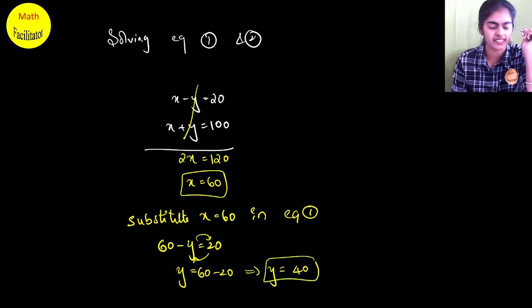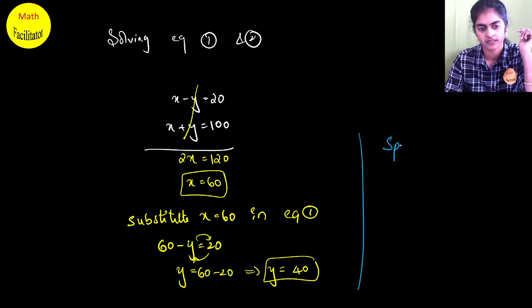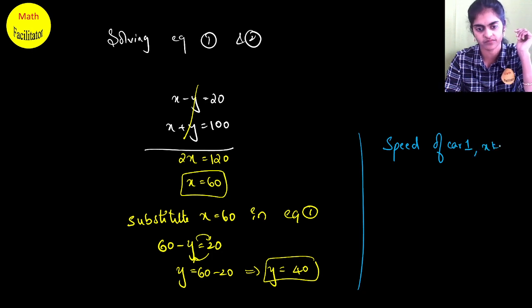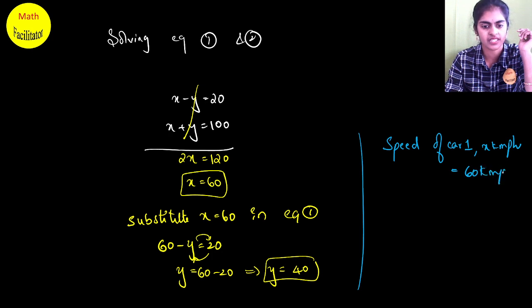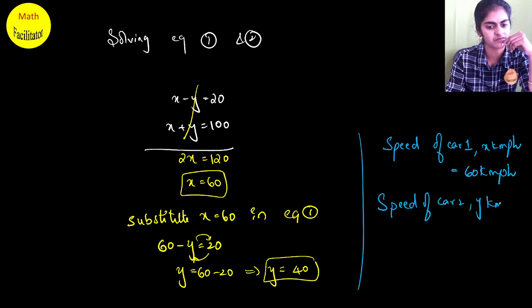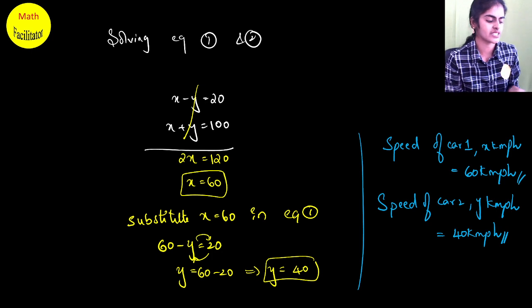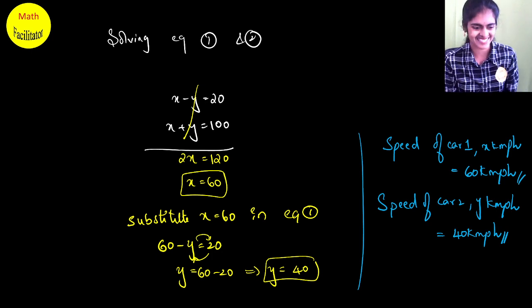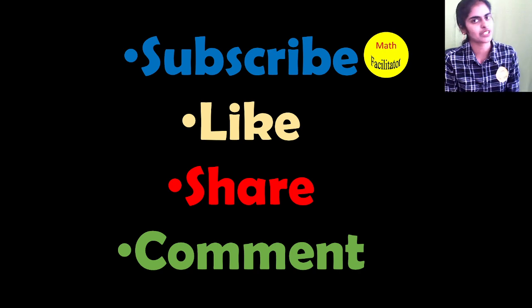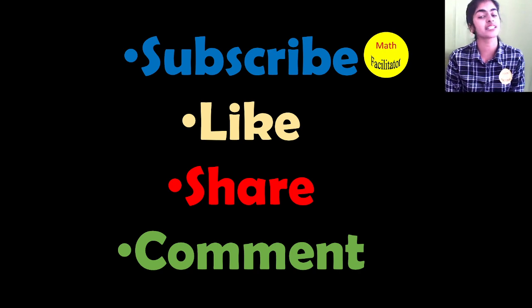Now x and y are nothing but, see here, the speed of car 1 you have taken as x. So x is 60 kilometers per hour. The speed of car 2 you have taken as y, so that is 40 kilometers per hour. So was it easy? Yes. That's how you solve your word problems in the easiest way, by understanding the concept.